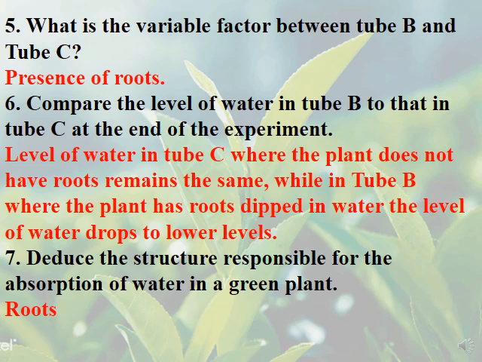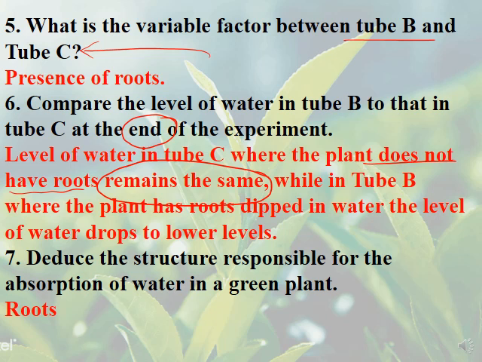We have root in tube B and there is no root in tube C. Compare the level of water in tube B to that in tube C at the end of the experiment. You have to compare at the end, since at the beginning they are the same. Level of water in tube C, where the plant doesn't have roots, so this is the variable factor, the level of water remains the same. While in tube B, the plant has roots dipped in water, so the level drops to a lower level.